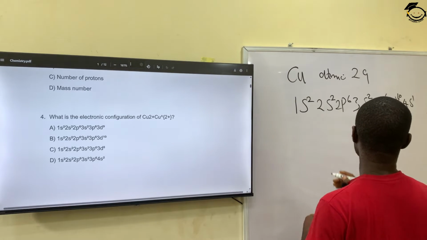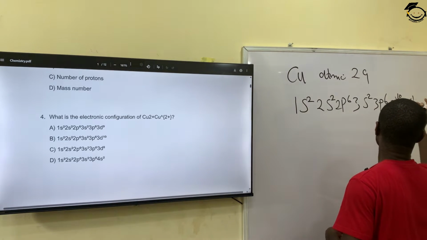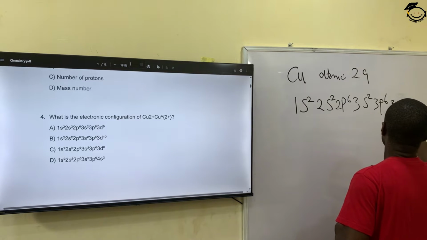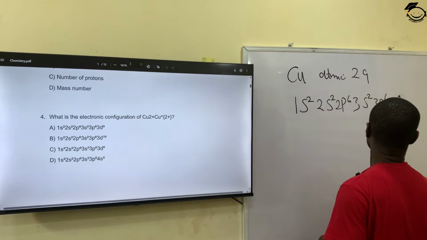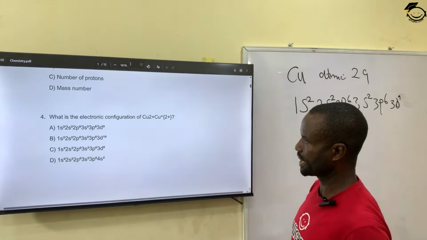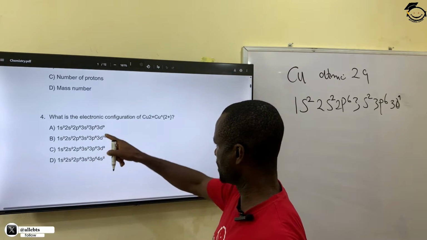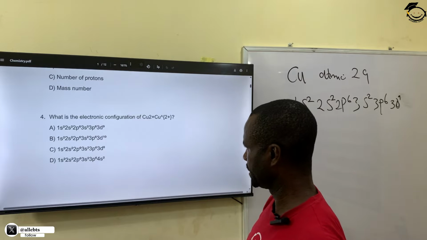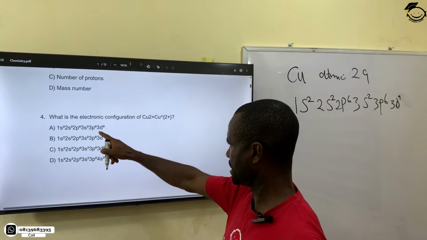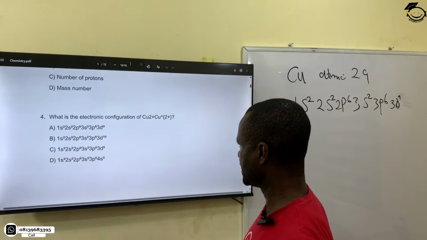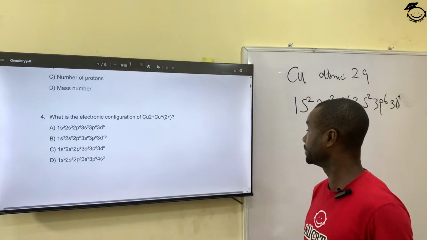So for copper 2, therefore, it is going to be 3d9. All right. So the correct answer here is 1s2, 2s2, 2p6, 3s2, 3p6, 3d9, which is A. The correct answer is A.